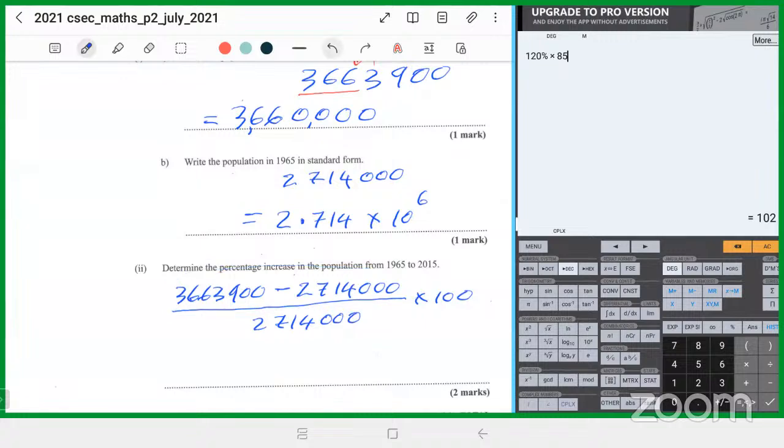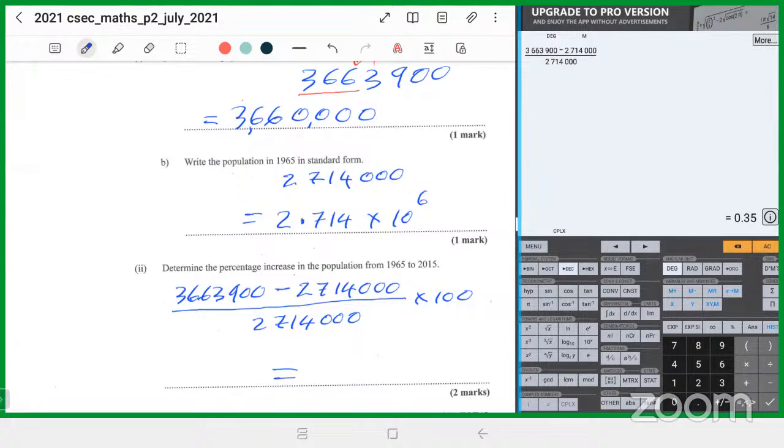This is the increase. I don't have to calculate the increase and put it on one side. I don't need to do that. Just do one calculation and write the answer. So I'm just going to put that in the calculator now, like that. So the increase is 3,663,900 minus 2,714,000. That's the increase there. I don't have to see what the actual increase is to work it out. Divided by the original amount that it is increasing on, which is 2,714,000. And then all you have to do is multiply that by 100.